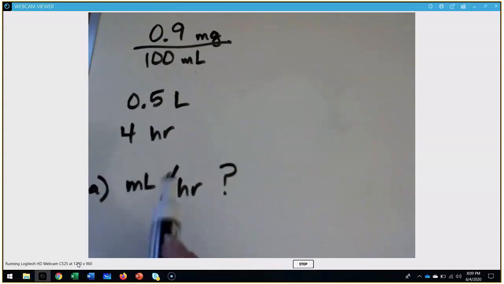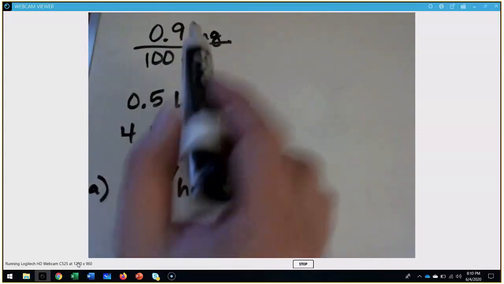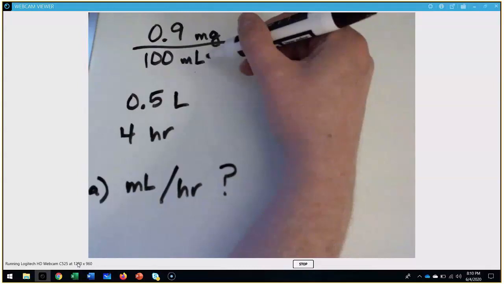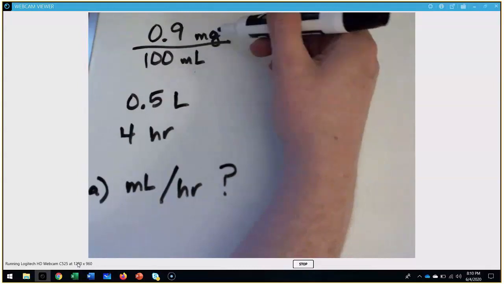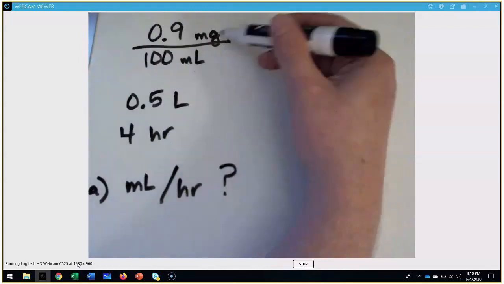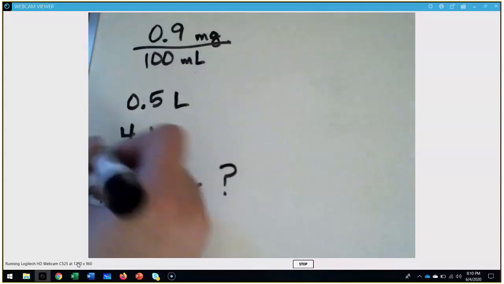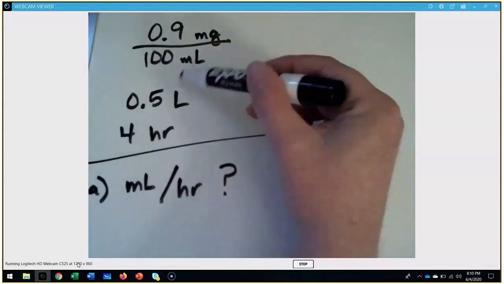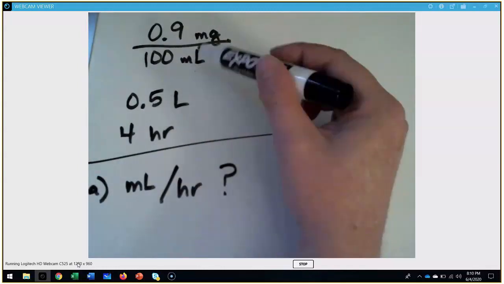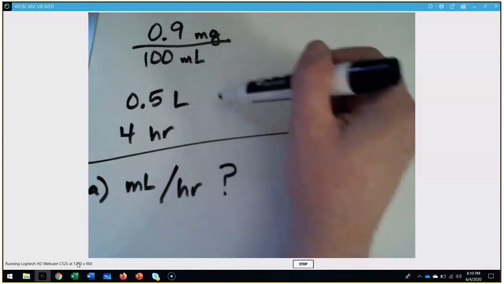Some people overthink this first part. We just need to divide milliliters by hours. So let's go back and see what we got for milliliters. Here I see milliliters, but attached to that is milligrams. If I need milliliters per hour, I'm going to have to get rid of the milligrams. I don't have anything in milligrams in the rest of the information, so I can't cancel that, which means I can't use this one.